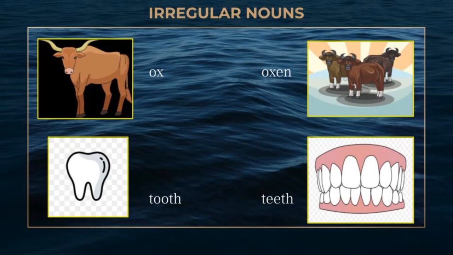The ox is a singular noun. The plural form of ox is oxen. Look at the next example. The given singular noun is tooth. The plural form of tooth is teeth.